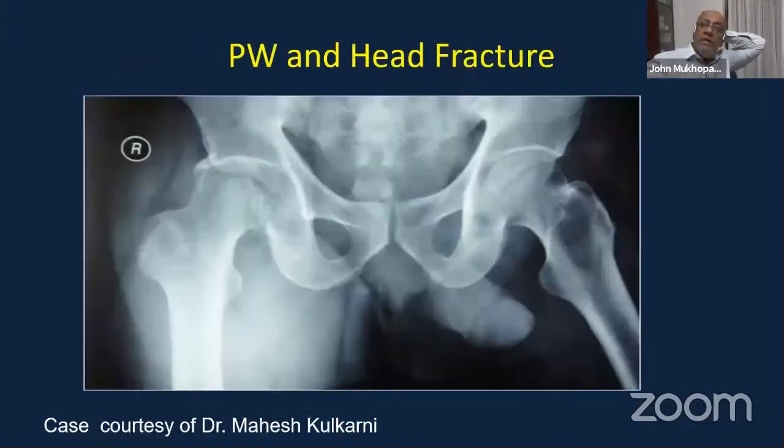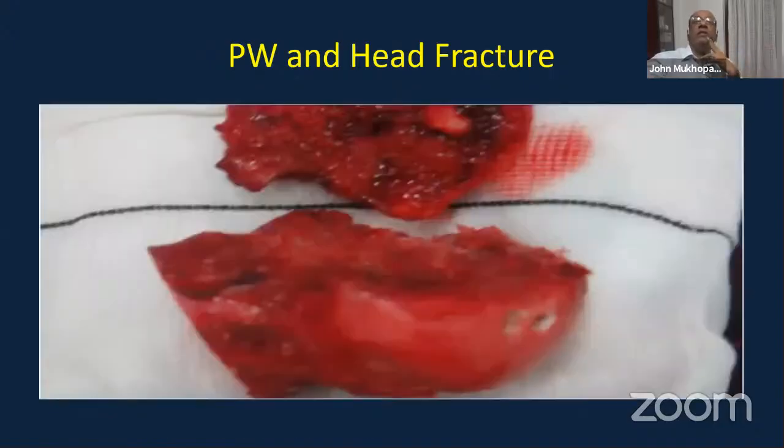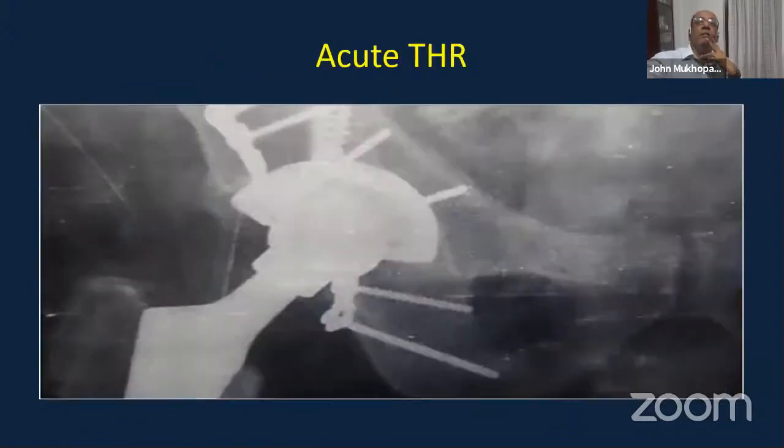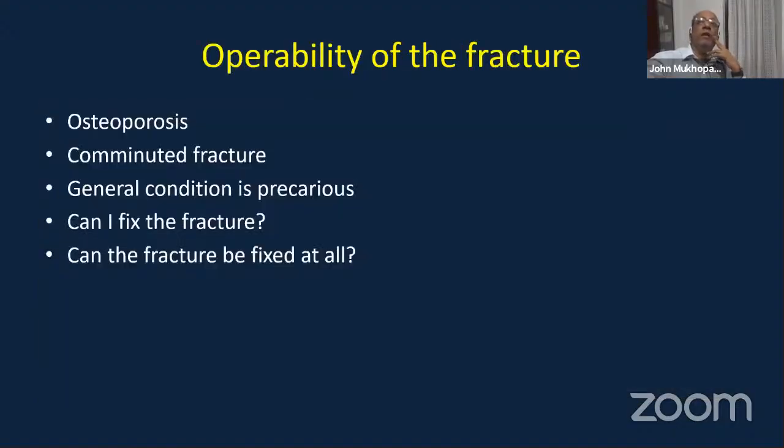And if you have a combination of a posterior wall and a head fracture in an older patient, so if the patient is in his 60s or 70s, with a posterior wall fracture and a femoral head fracture, which in a young patient you would decide to fix, but in an older patient, here is where a total hip replacement would be a reasonable solution. This is a case done by Dr. Mahesh Kulkarni from Pune.